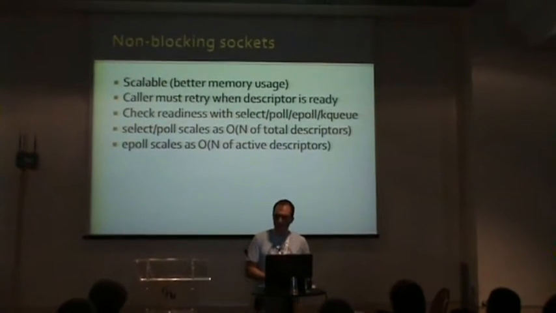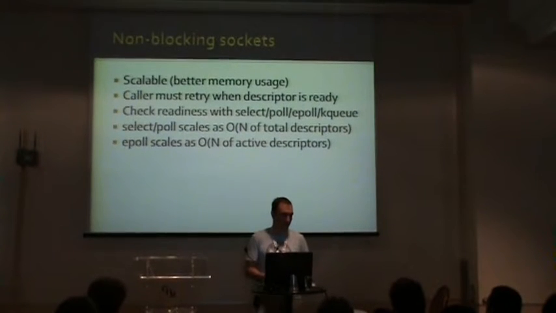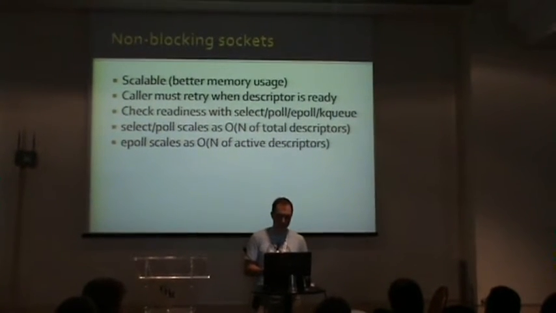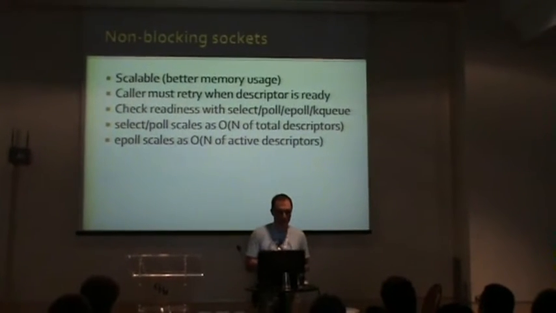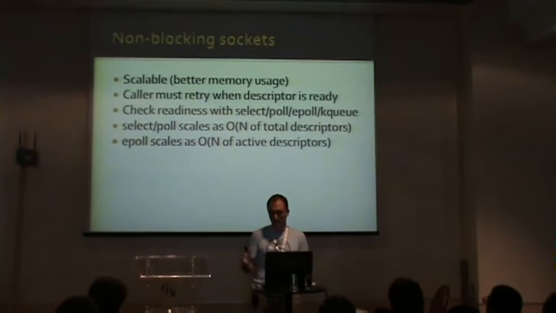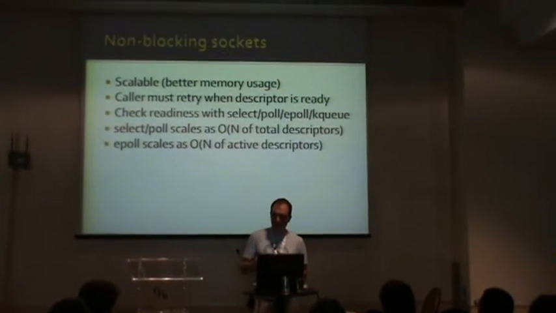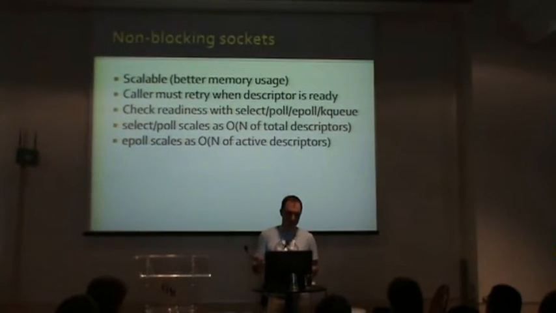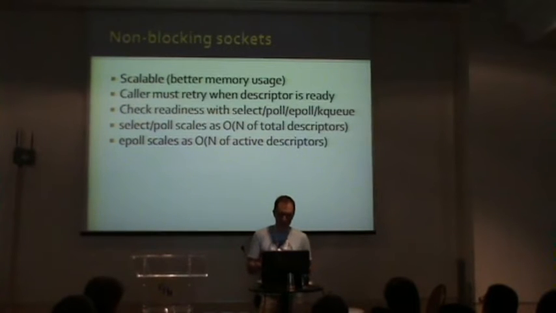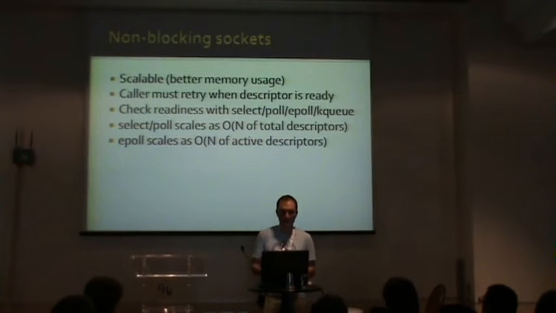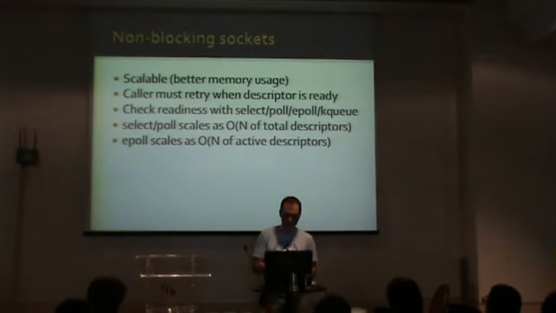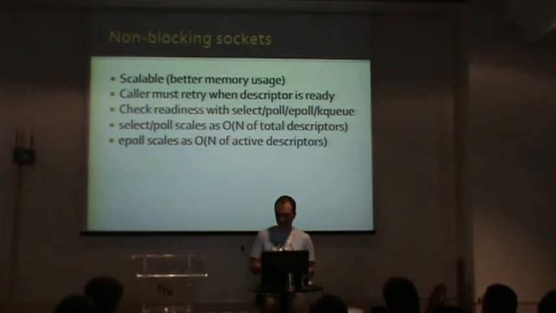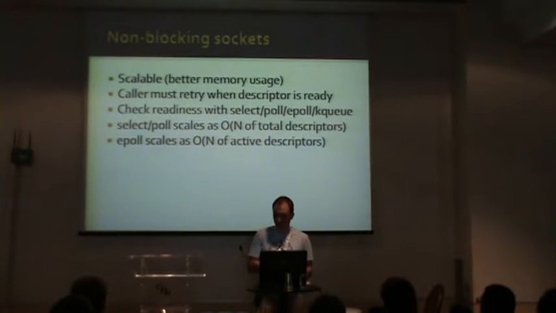Most high-performance stuff in the Python world and outside the Python world uses non-blocking sockets. With the non-blocking API, you make a request to some socket API, and it only succeeds if the answer is available immediately. If it's not, you are expected to retry the call when the descriptor is ready. And there are a number of syscalls available to check for descriptor readiness: select, poll, epoll, kqueue.